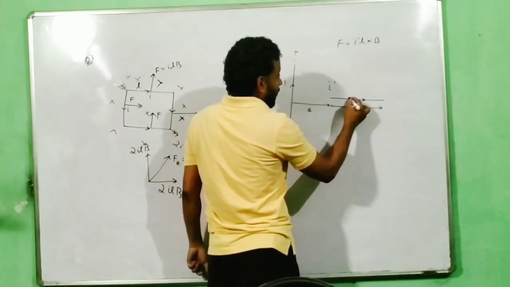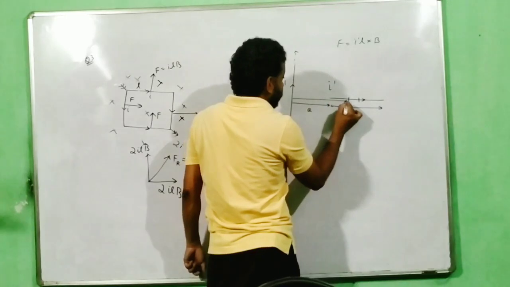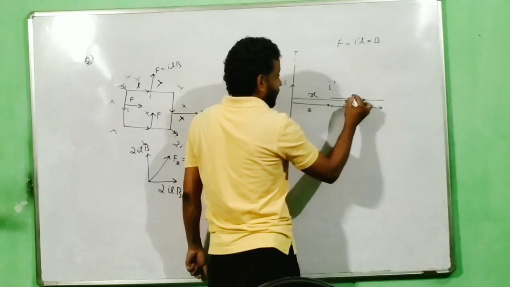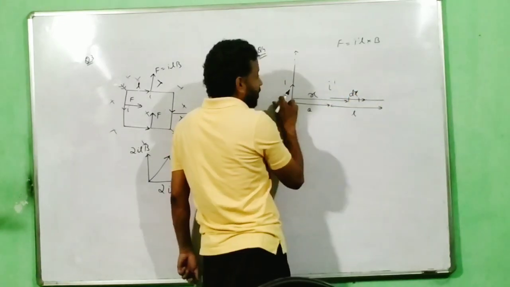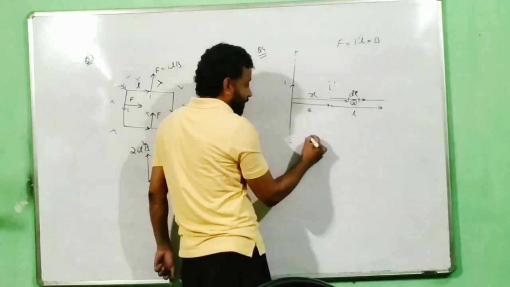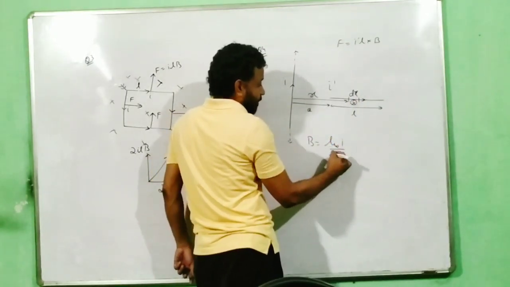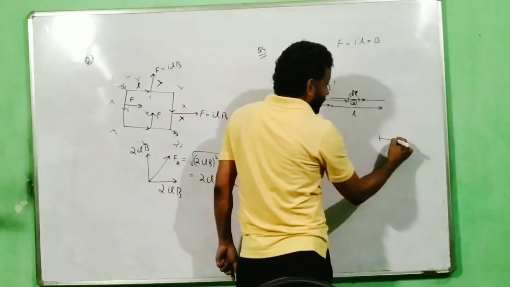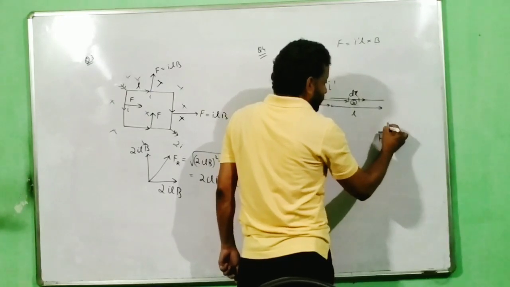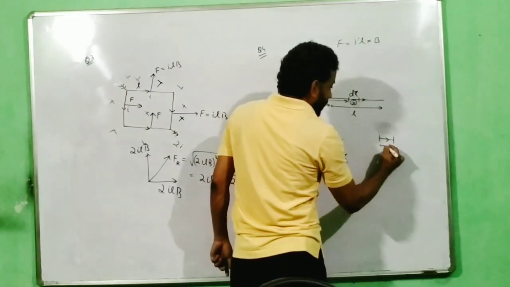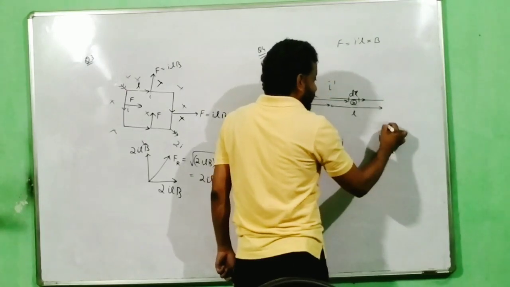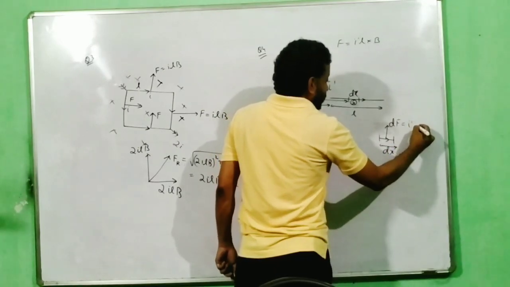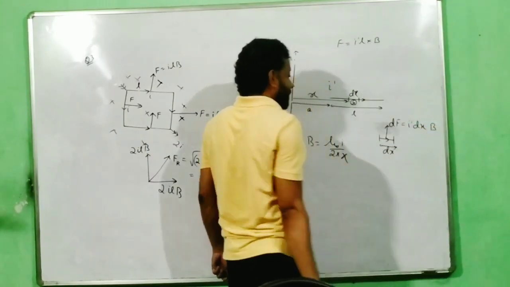We will take a small element over here, at a distance of x, having a thickness of dx. The field because of I here will be inside, and that field will be equal to mu naught I by 2 pi x because the distance is x. That small element dx will experience a force in this direction. Let me call that dF, which is equal to I dash into dx, the length, multiplied by B.